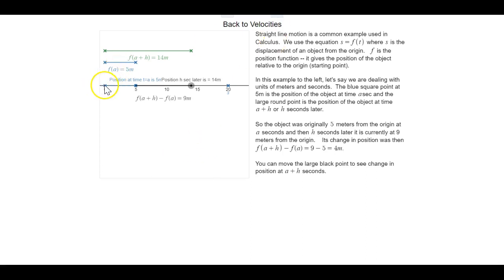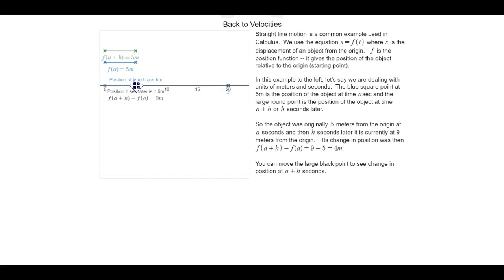So you'll see graphs like this. It's a straight line graph. So time is not graphed here. So this is just showing the position of an object at a time relative. So it's showing the position, the displacement from the origin. So for example, this blue point is the point when the object was 5 meters from the origin, and that occurred at time t equals a.